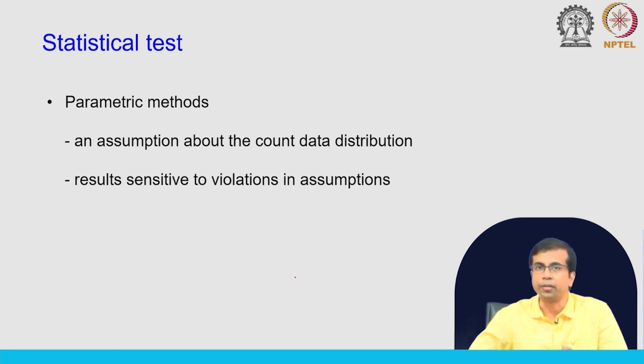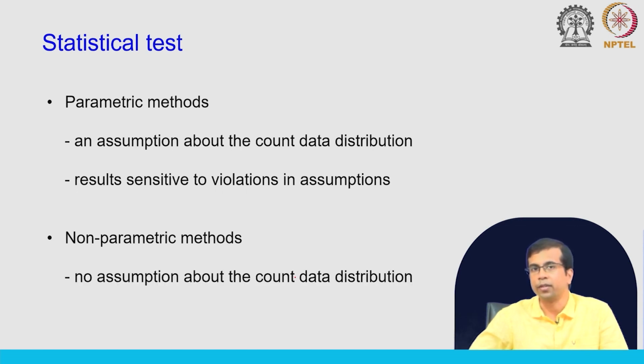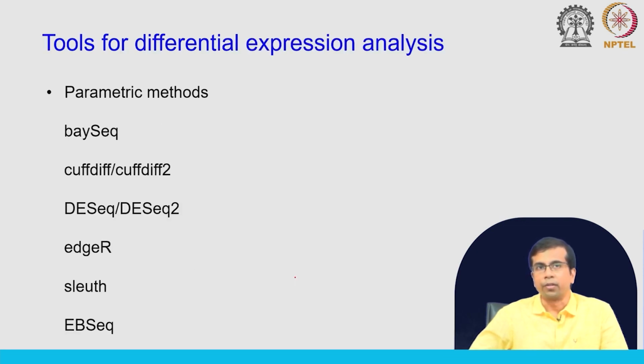So if your distribution is not following that assumption, let us say you assume your data follows normal distribution, but the distribution is not actually normal, then of course the results will be a bit sensitive and it might give you some false positives. On the other hand, you have non-parametric methods, where there is no assumption about the count data distribution, so they are not sensitive to these violations in assumption. They usually are more robust because they can take any form of shape, any form of distribution, and the results will be valid.